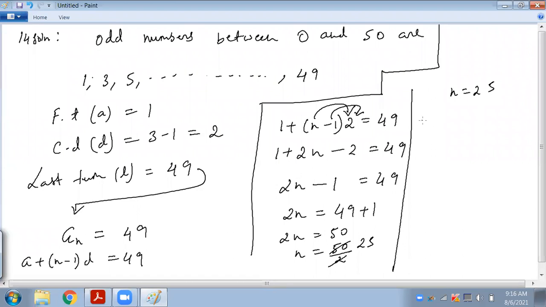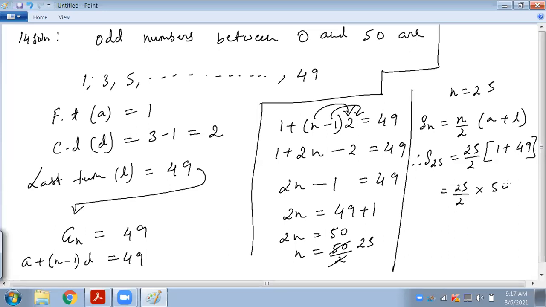Now find the sum. Now Sn is given by what? n by 2. We know the first term and last term, so we can take the second formula, that is n by 2, a plus l. Now therefore find S25. We got n 25, so we'll find S25. a is how much? 1, plus l is how much? 49. So it'll be 25 by 2 into 49 plus 1 is 50. So got it. So what are you getting? 25 into 25 is how much? 625. Okay, write it. And once you are done, you can raise your hand.